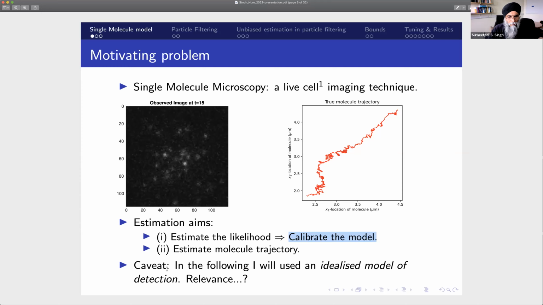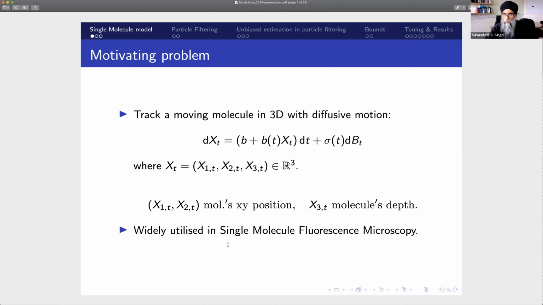And here's a caveat. Although I've shown you a real image, I'm going to use a model which is what I call an idealized model of detection. We're going to see the mathematical definition of it. It idealizes the image generation process, and still it throws up a lot of challenges. Now, it's still relevant for various reasons, and if you want to quiz me on that, feel free, but otherwise we'll just proceed with the caveat that in what I'm going to be speaking about, I'll be using an idealized model of detection.